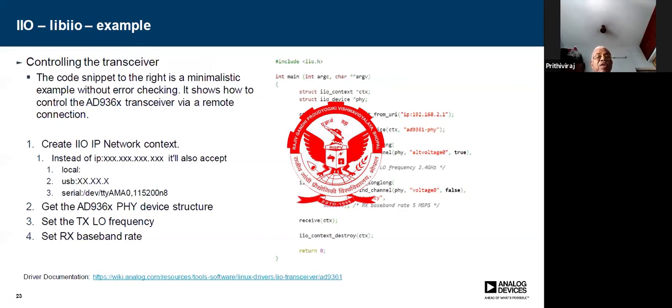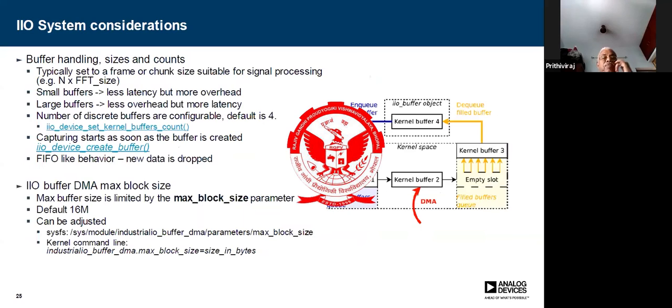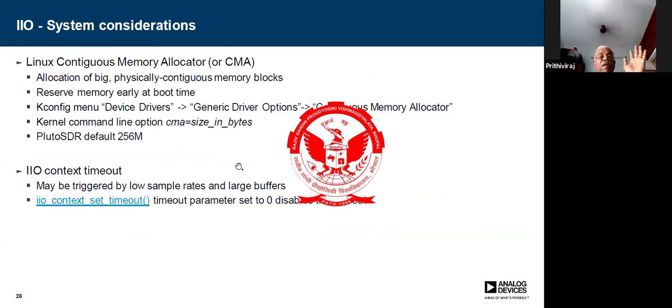Controlling the transceiver, okay, IP network, physical structure. They've taken an example, baseband rate. Next. Receiving data. Next. And buffer handling. These are all operation requirements. Next. And allocation and all that.